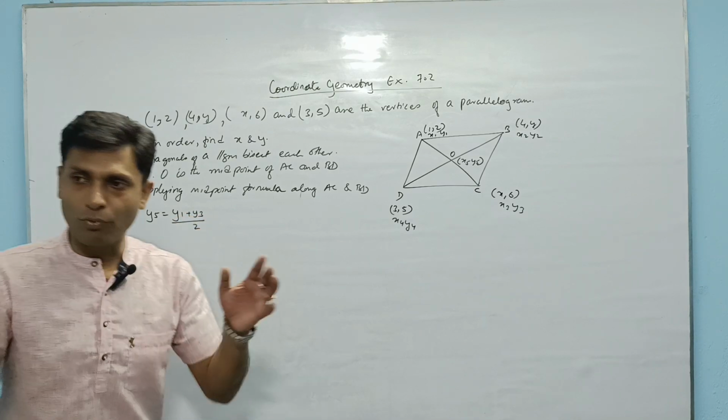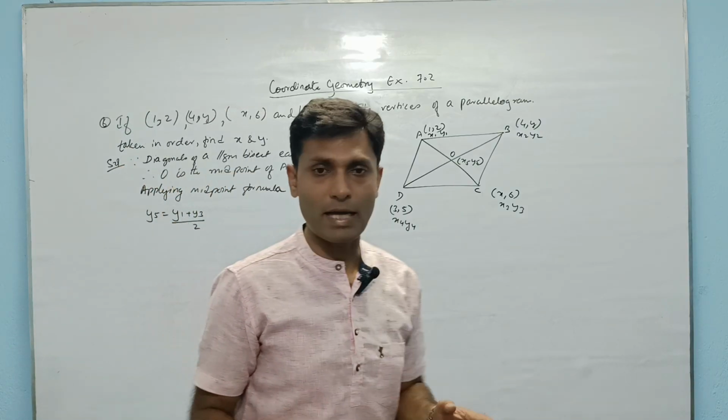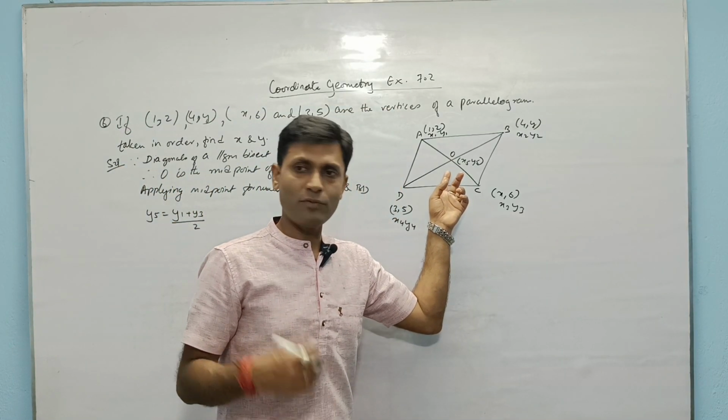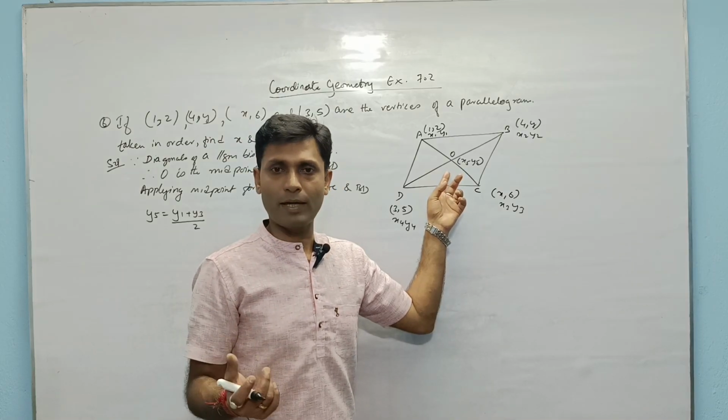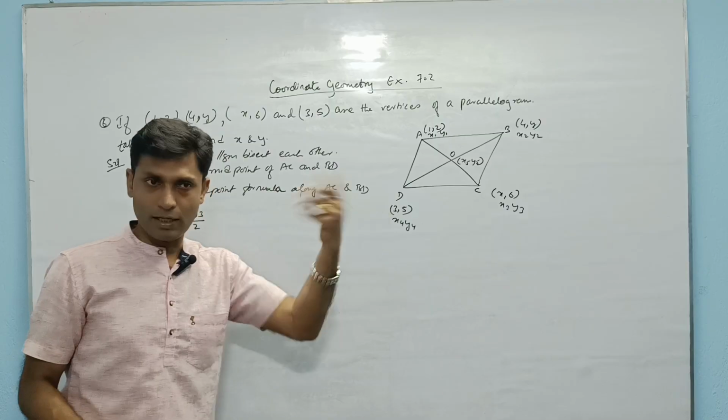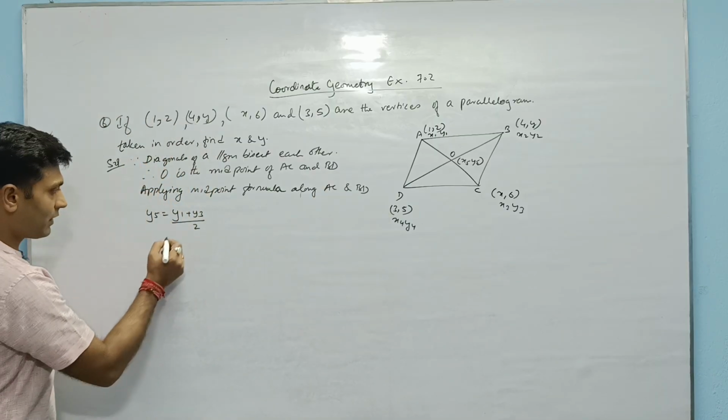Fine. First, what value is given? You have to use that so that we get x5 and y5. Once we get x5 and y5, then we'll have to substitute these values in another equation. You'll understand. See the next step. First, we'll find out this.